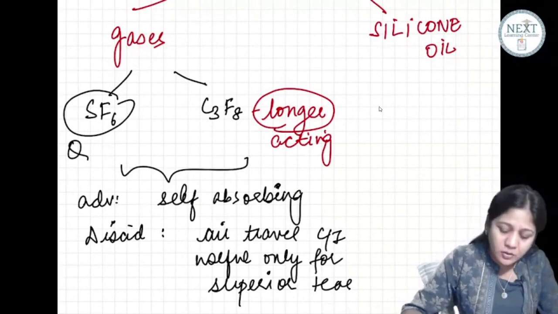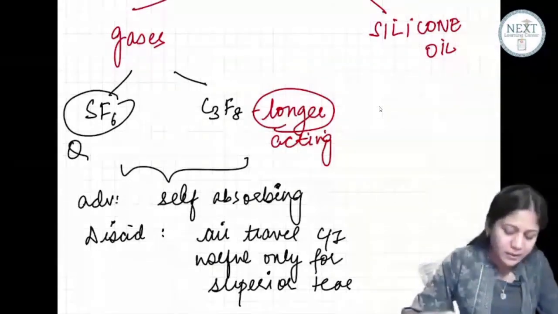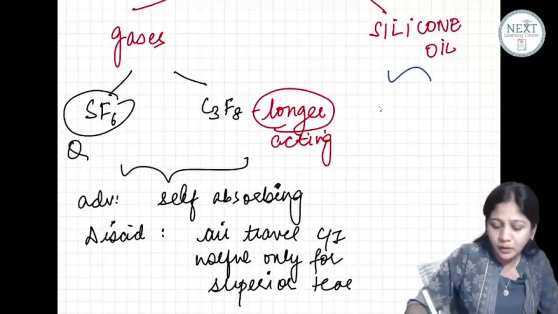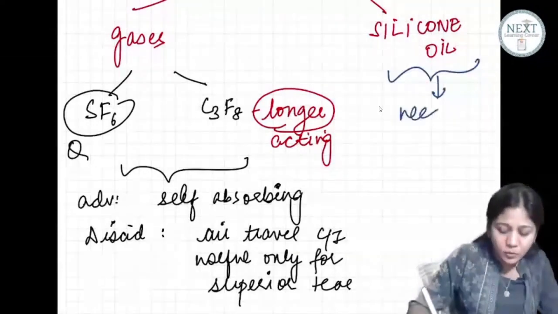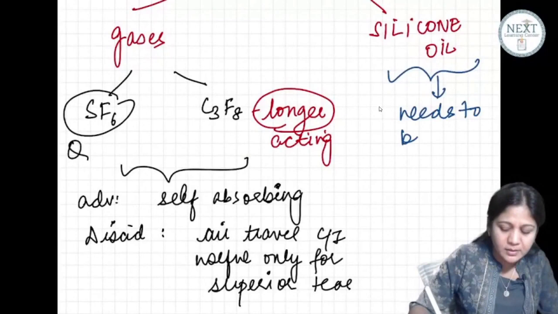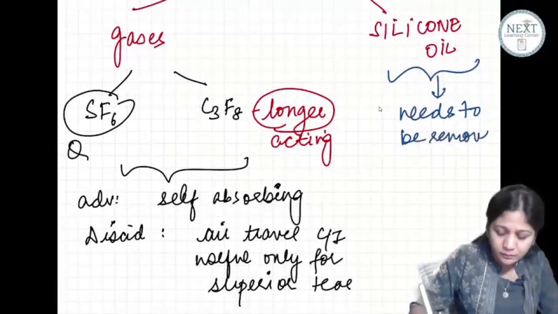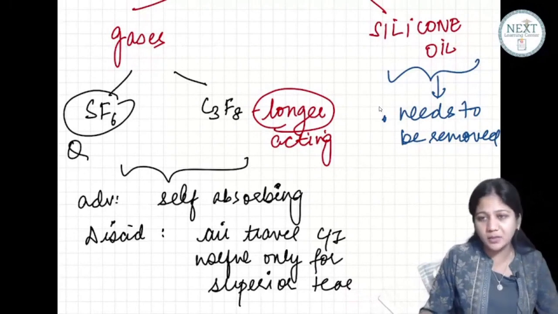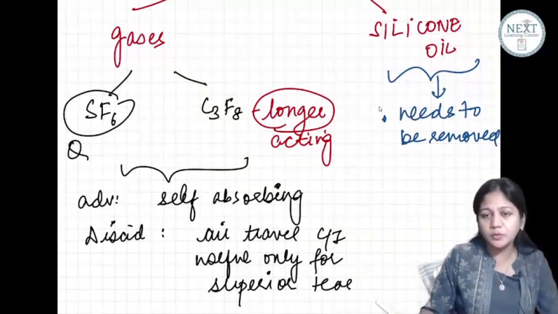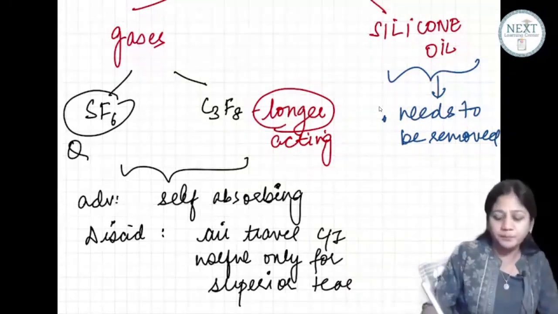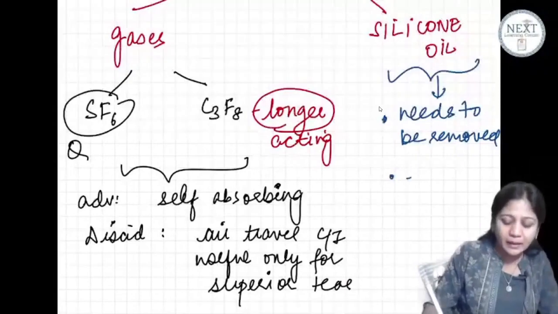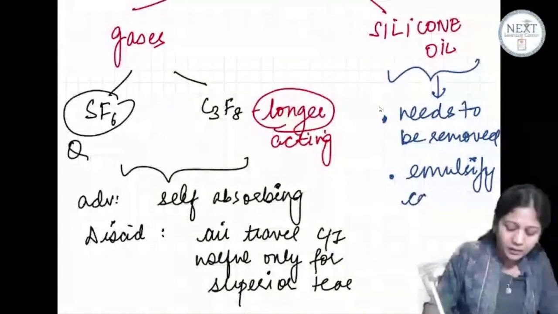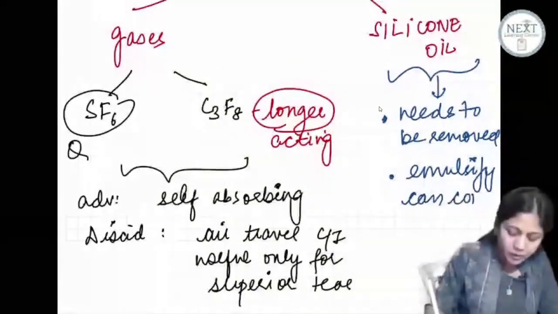Now the advantage of this condition is the disadvantage of the silicone oil. So silicone oil needs to be removed. This is the biggest disadvantage. It needs to be removed by another surgery. Okay, this is the biggest problem. Another problem is that it can emulsify, and it can come into the anterior chamber.